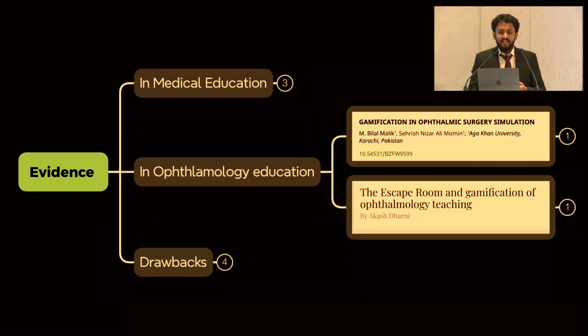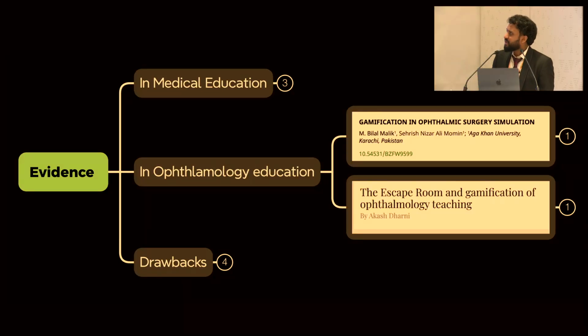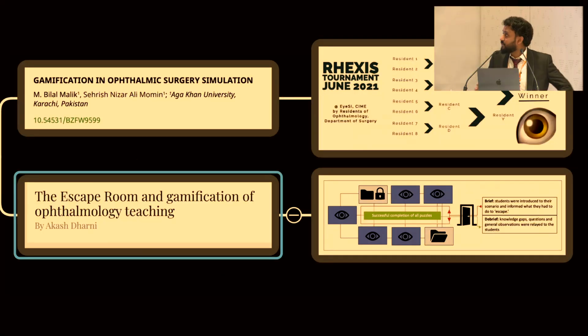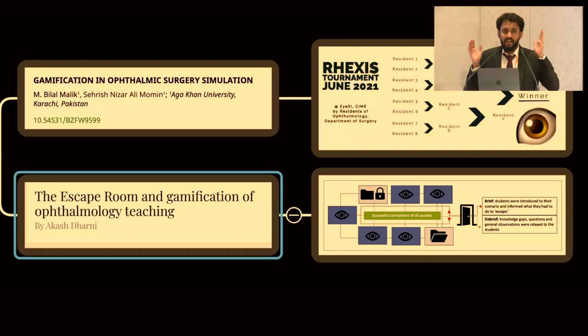In ophthalmology education, there is limited literature. There is one interesting gamification done from Pakistan, where students were divided into two groups. They had a Rexus tournament. They used simulation. They have these tournaments like IPL cricket tournaments. They are like A versus B. A gets eliminated. So the first round, second round, we have a winner at the end of the tournament. Quite interesting, something which we can adapt in our practice, I believe.